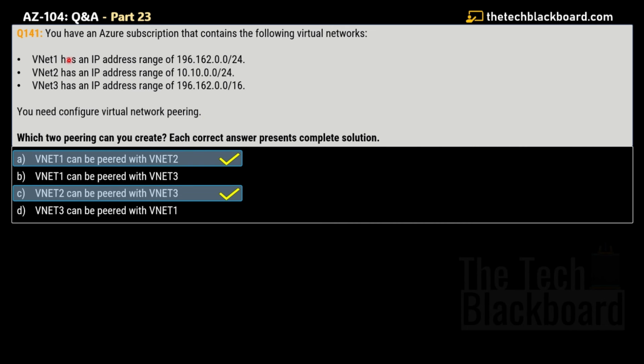Here you can see that VNet 1 and VNet 2 do not have any overlap in the IP addresses. Similarly, VNet 2 and VNet 3 do not have any overlap. However, VNet 1 and VNet 3 have an overlap. That's why they cannot be paired. Now let's check out some Microsoft documentation so that we can validate our answer.